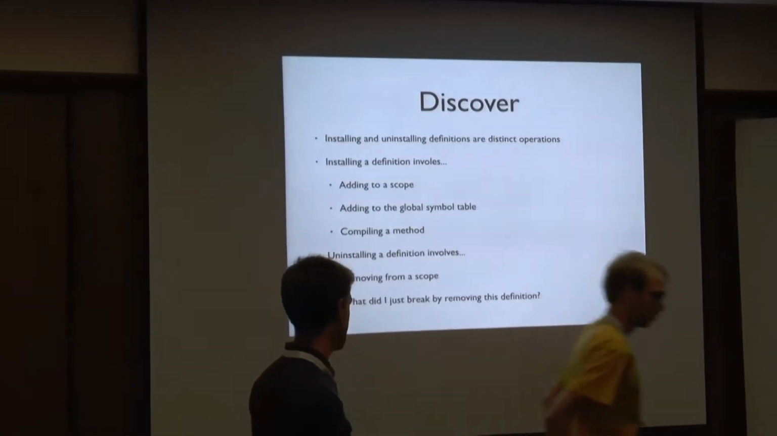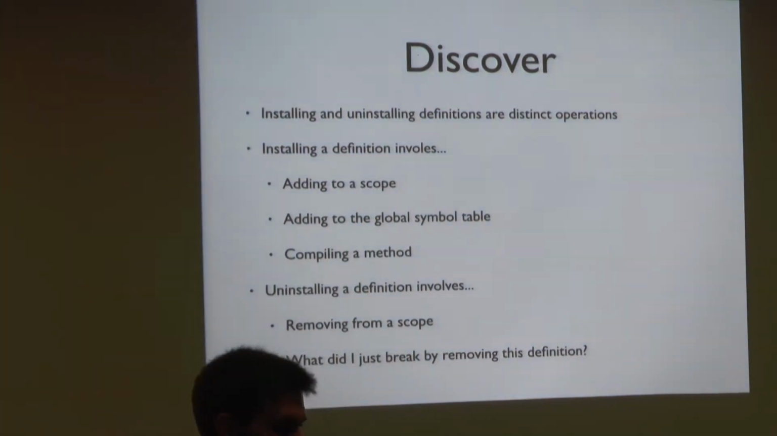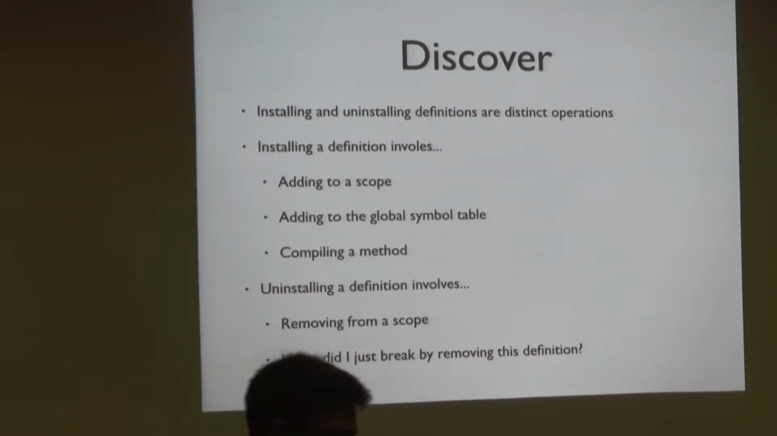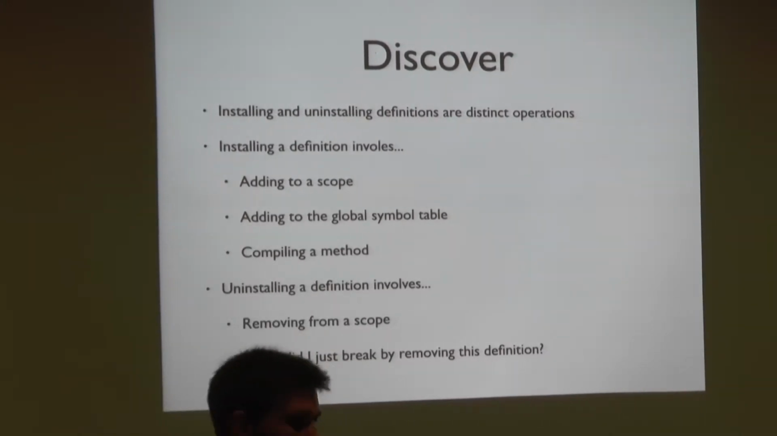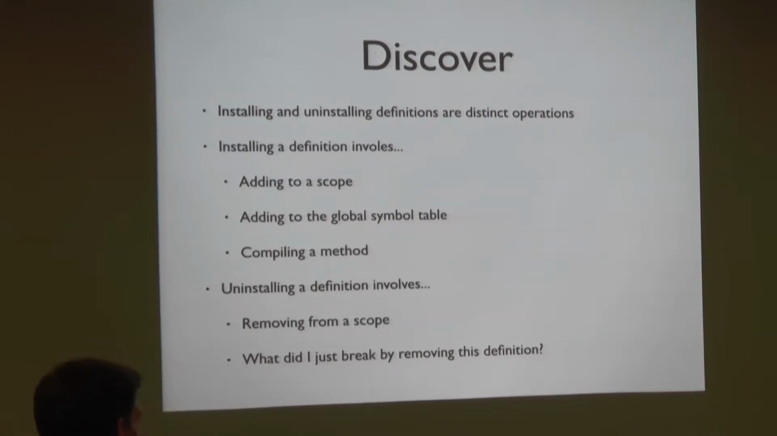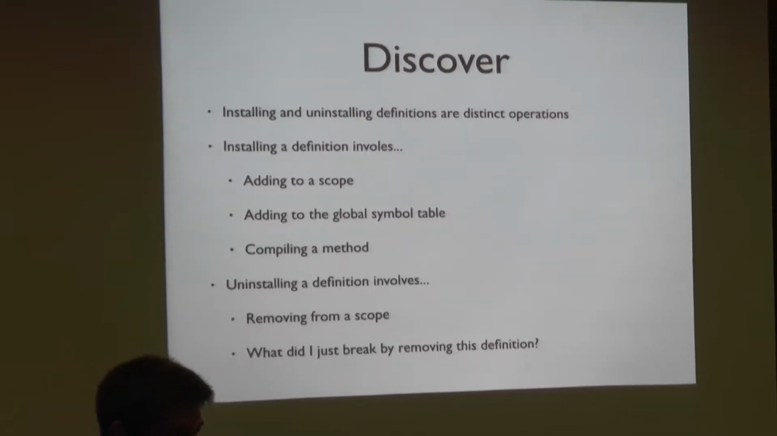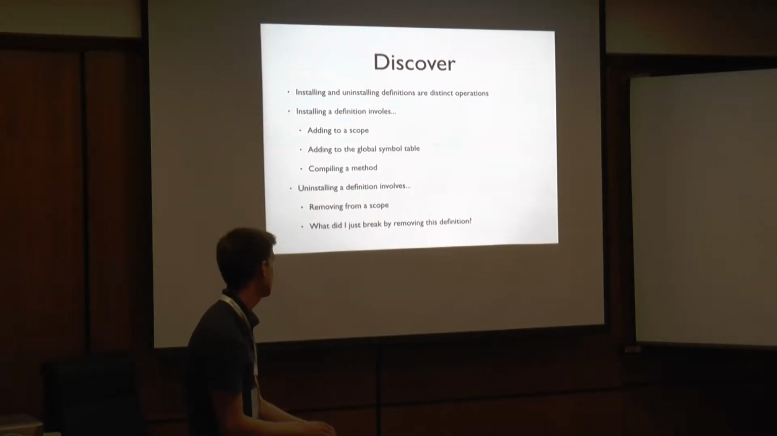So another discovery that I made is that installing and uninstalling definitions are different. They're not necessarily inverse relations, meaning that when I'm installing a definition, it involves building the scope. But it also may involve a couple other things. I'm also going to be adding any symbols to the global table. I'm also going to be potentially compiling a method. I don't want to remove symbols from the symbol table when I'm removing definitions, because those symbols might appear in other places, and I'm not going to decompile the method. That doesn't even make sense.